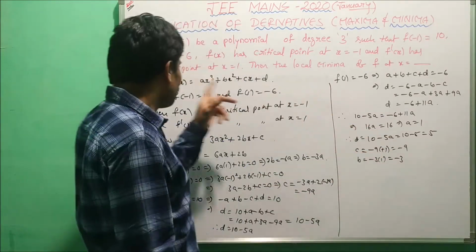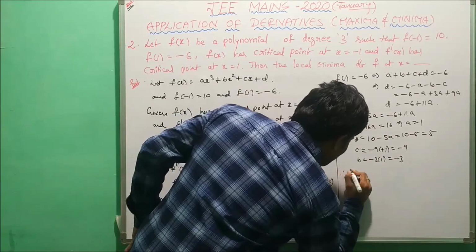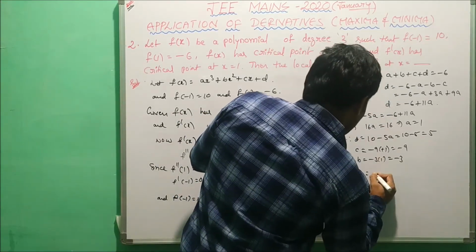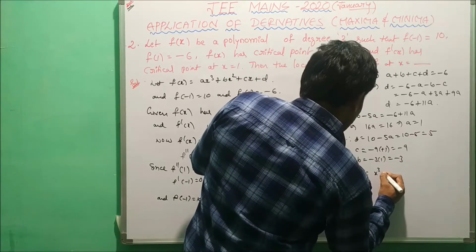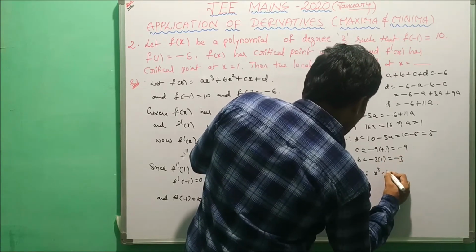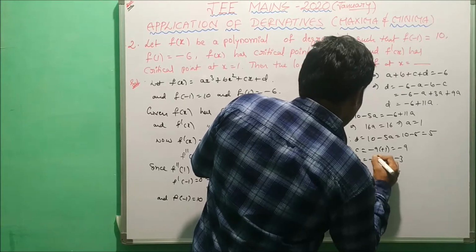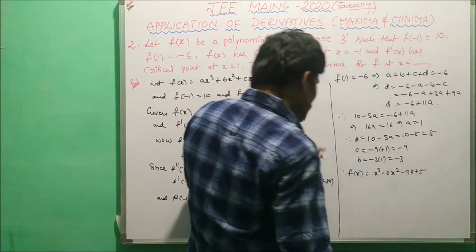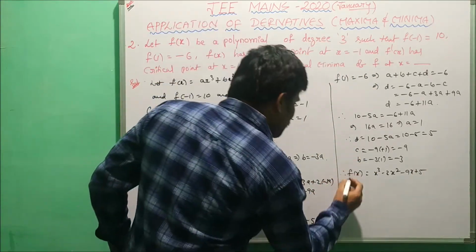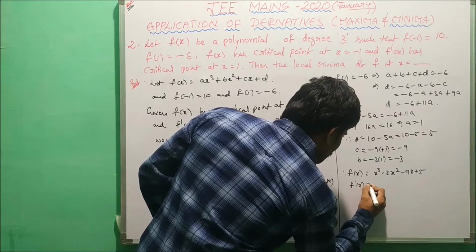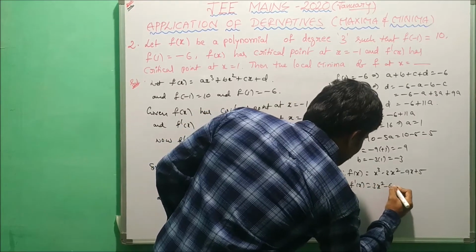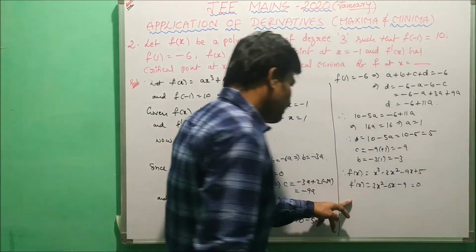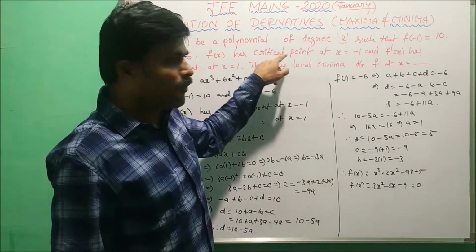Now substitute the values in f of x. Therefore f of x equals ax cube, that means 1 into x cube, x cube. bx square, b means minus 3, x square. cx, c means minus 9x, d means plus 5. Here the derivative of this, f dash x equals 3x square minus 6x minus 9, which equals 0 because f of x has a critical point.